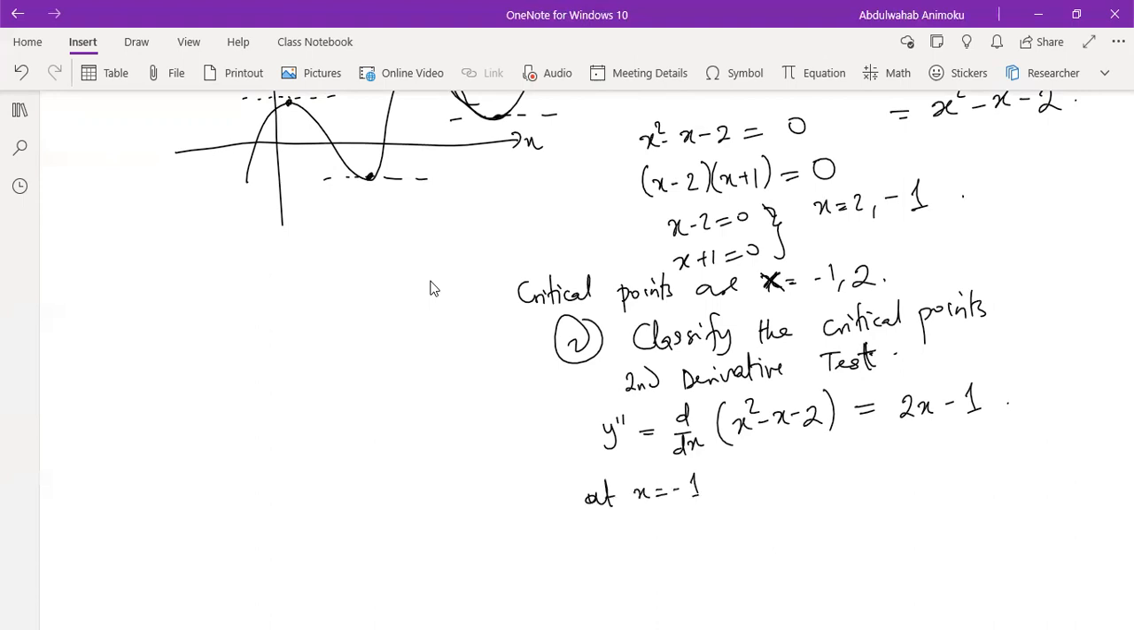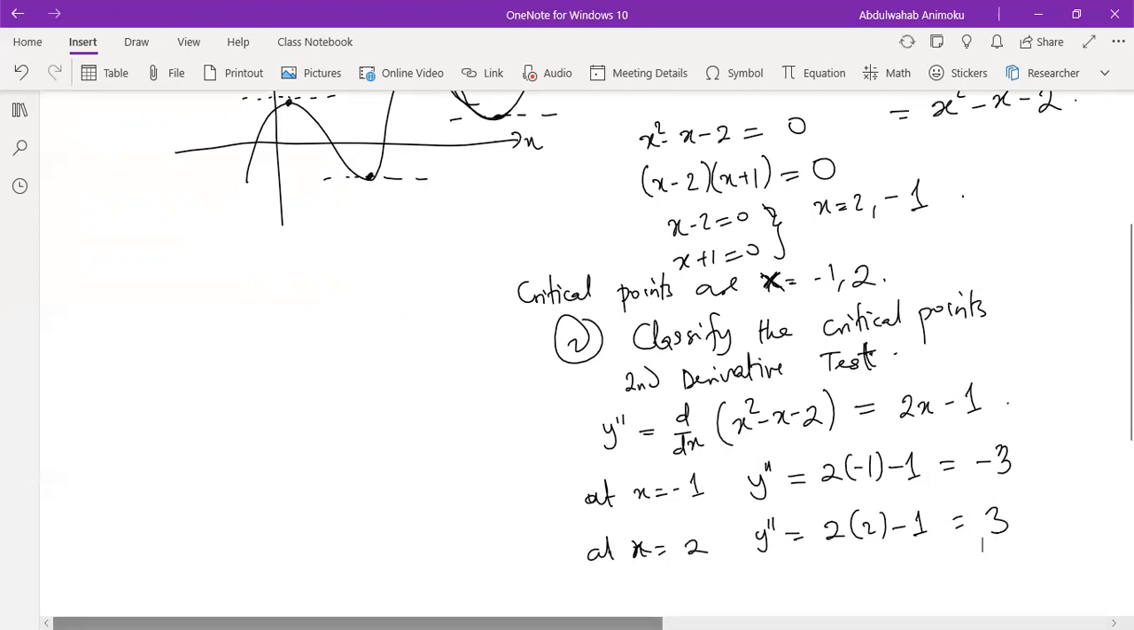At x equal to minus 1, y prime prime would be what? 2 minus 1 minus 1, and this gives us minus 3. And at x equal to 2, what is the value of the second derivative? That gives us 2 bracket 2 minus 1, which gives us 3. Now, how do we classify these points?